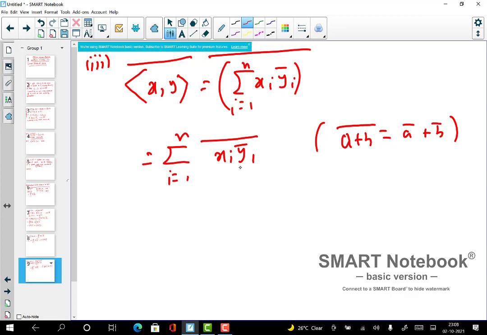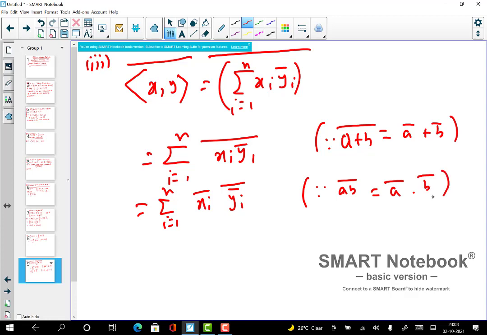Now if you have a product of two elements and you take the bar, then it will be the product of the individual bars, right? So you can write this as the summation i equal to 1 to n of xi bar yi bar, and the whole bar. Okay, so this is the property that the bar of ab is nothing but a bar times b bar.